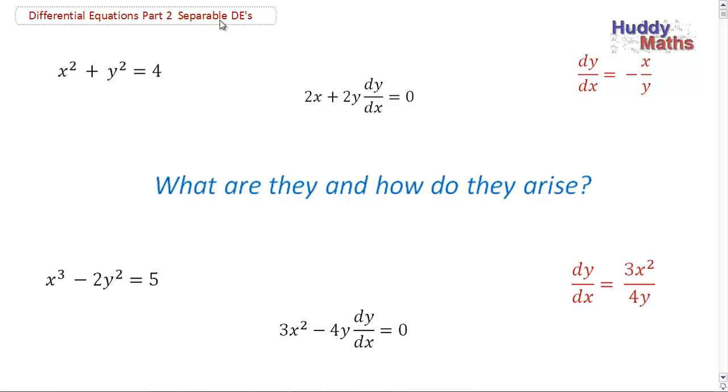Welcome to part 2 of differential equations, and this section's called separable DEs or differential equations. Have a look up here at the top, where we've got separable DEs. What are they and how do they arise? Well, maybe come over here to the right and have a look at what we've got there. They are separable differential equations, and have a look at the journey.